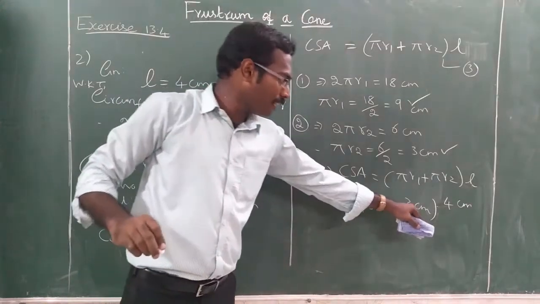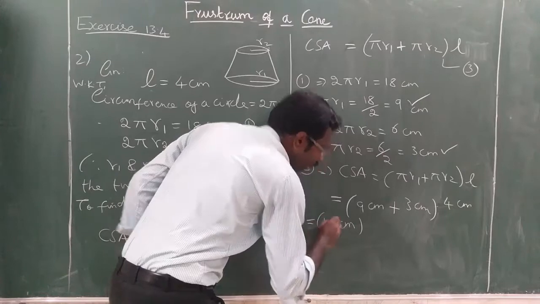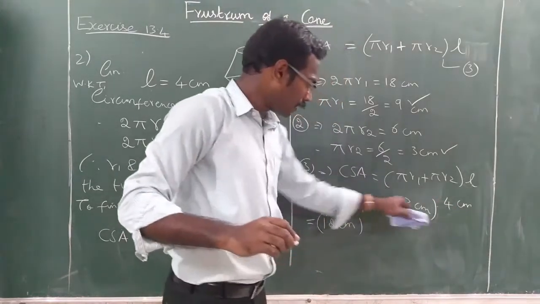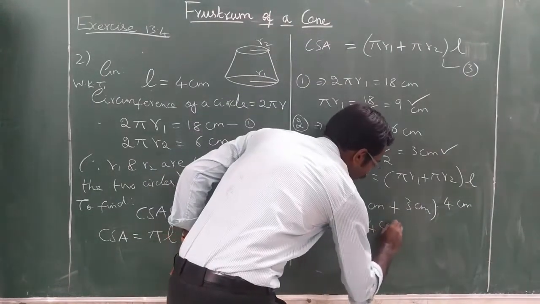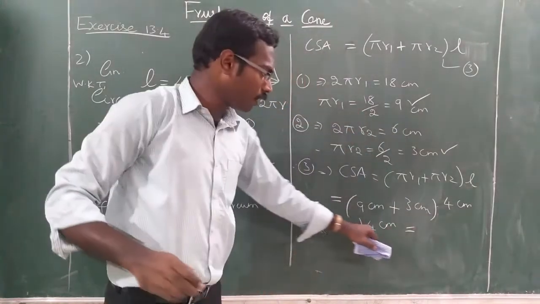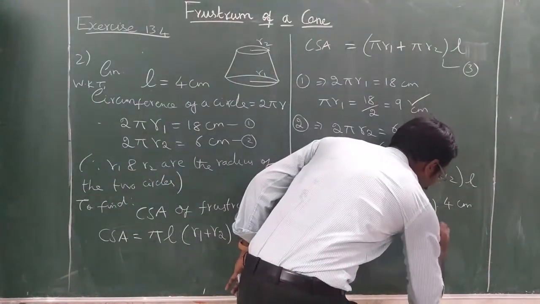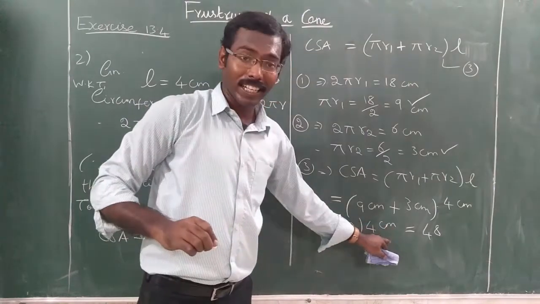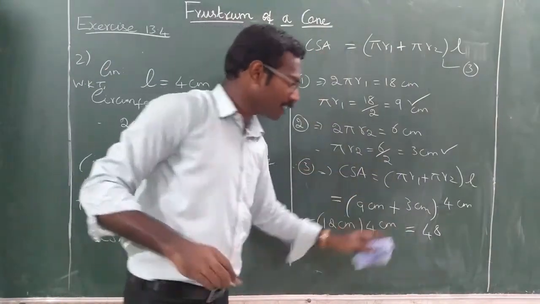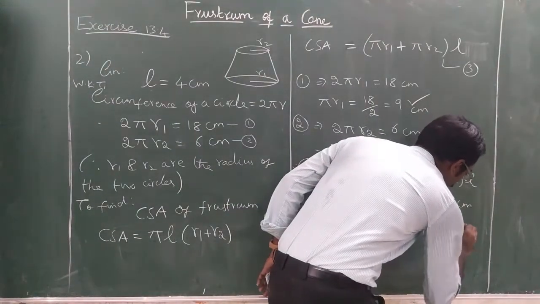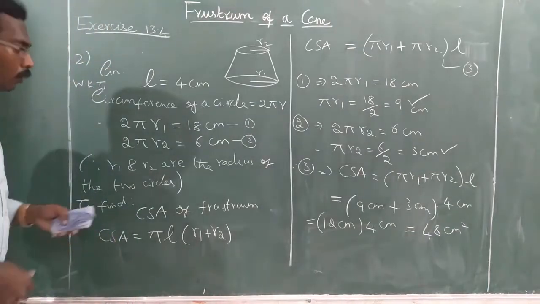So 9 centimeter plus 3 centimeter is 12 centimeter, into 4 centimeter. 12 into 4, that is 48. Centimeter into centimeter is centimeter square, because this is area, the curved surface area. Very easy, isn't it? That's all. This is the answer. See, you know the formula.